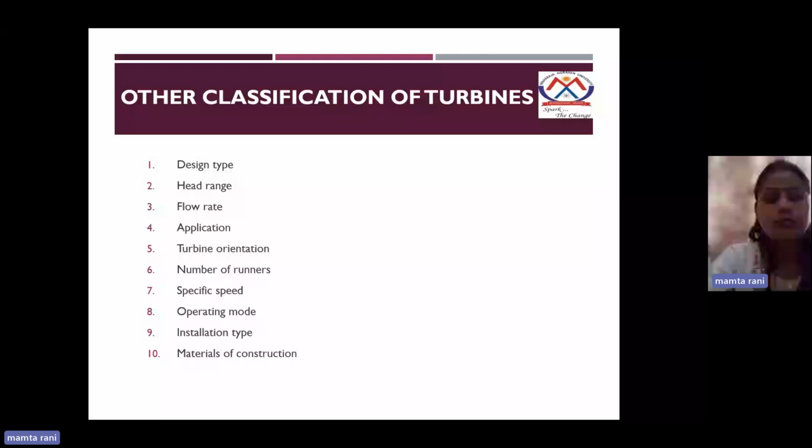Then we have different applications. From the different applications, we can classify turbines. For example, some turbines are designed for use in large-scale hydraulic power plants, while others are used in smaller scale applications, for example, irrigation systems or small-scale hydroelectric plants.